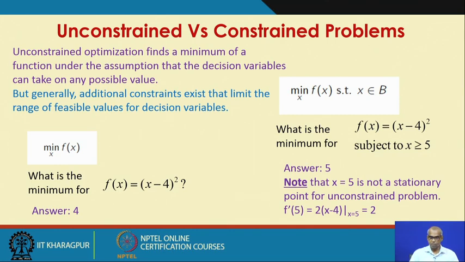Note that x equal to 5 is not a stationary point for the unconstrained problem. If we consider df/dx equal to 2(x - 4) and evaluate it at x equal to 5, it will be 2.